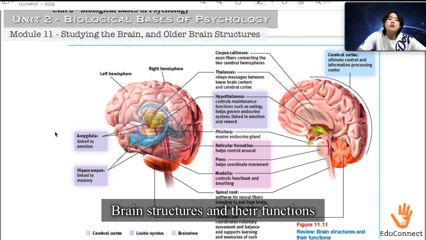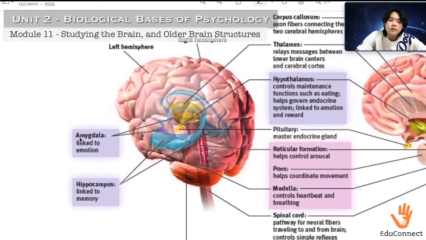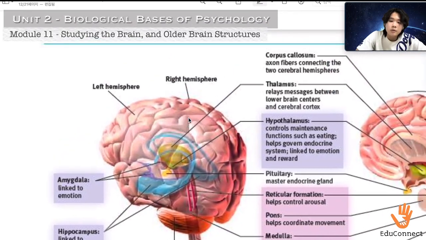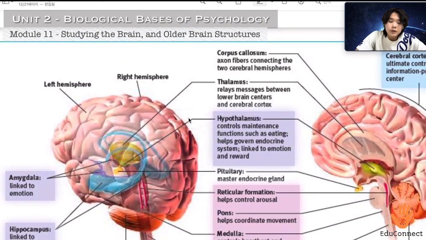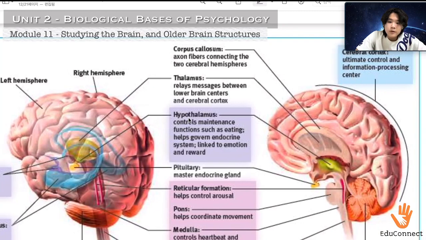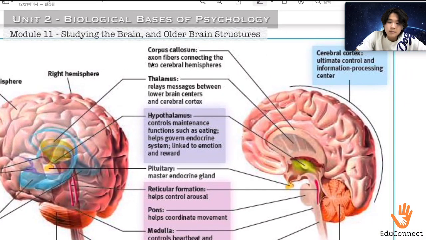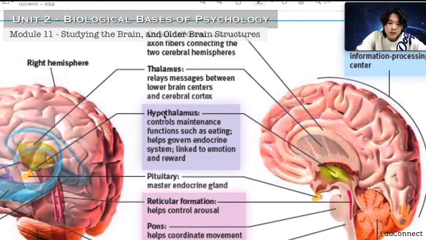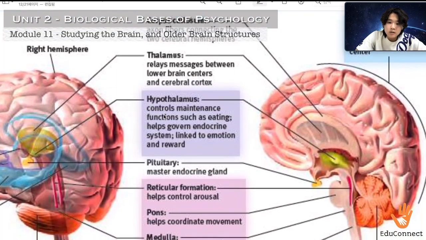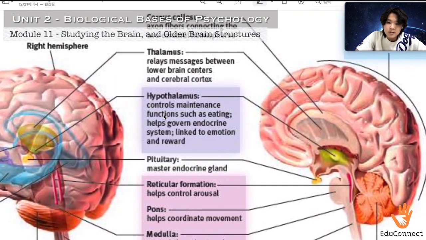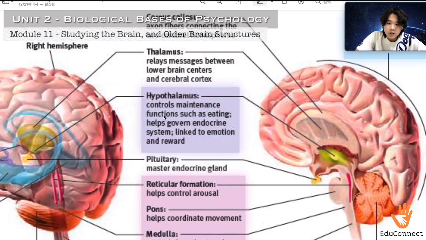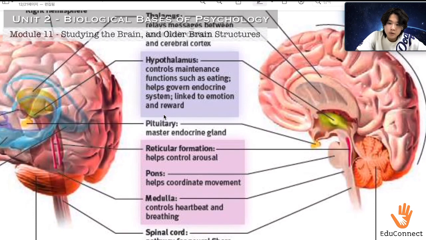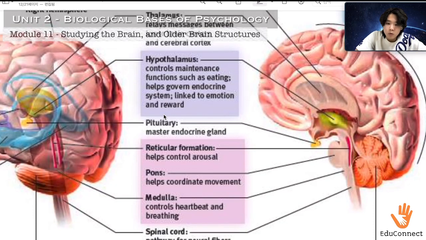Now, as you can see, the amygdala, which is in the left hemisphere, is linked to emotion. The hippocampus is also linked to memory. The brain is split into the left and right hemispheres, and the corpus callosum are the axon fibers connecting the two cerebral hemispheres. The thalamus relays messages between lower brain centers and the cerebral cortex. The hypothalamus controls maintenance functions such as eating and helps govern the endocrine system linked to emotion and reward.